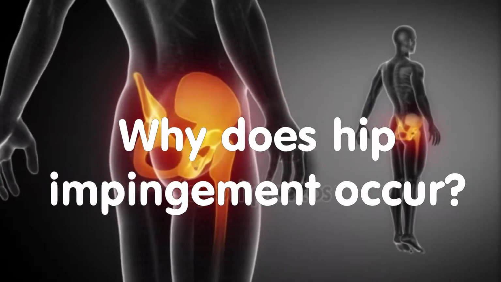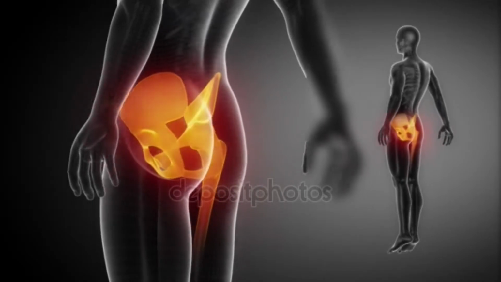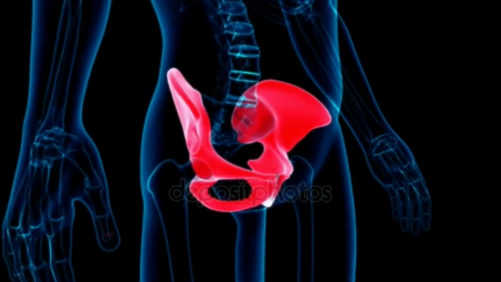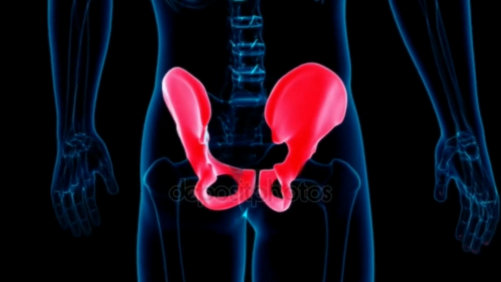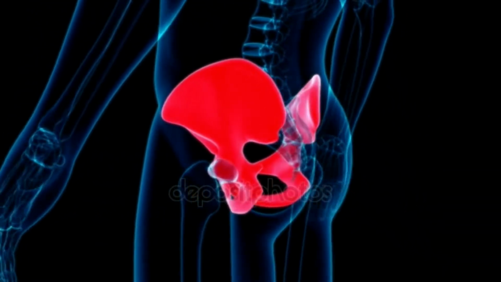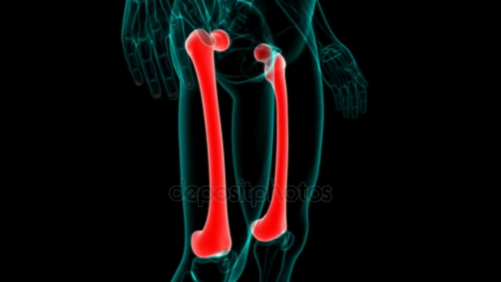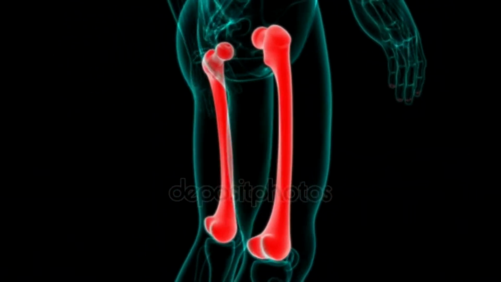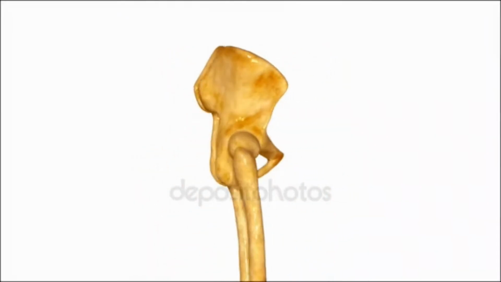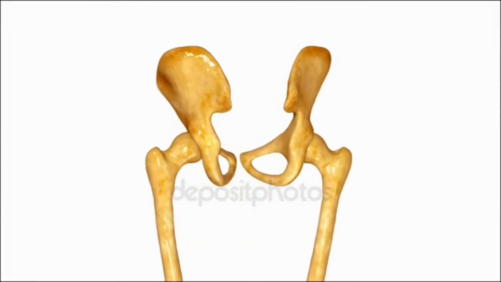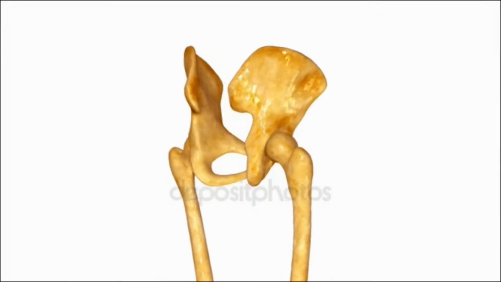Why does hip impingement occur? As we've mentioned, another name for this pathology is femoroacetabular impingement. To understand it, we must first get to know the anatomy of the hip joint. The hip is a joint that consists of the acetabulum, which is a concave part of the pelvic bone, and the head of the femur, convex, which is the main leg bone.